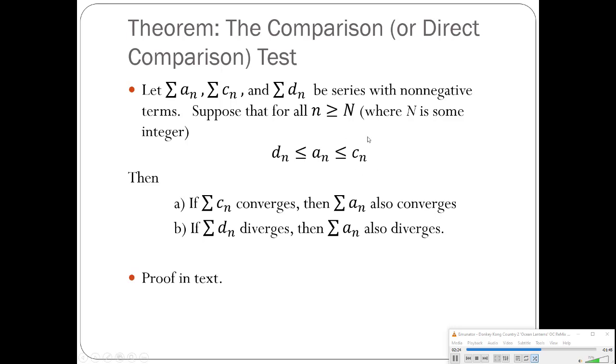If you have a convergent series bounding your series from above, it will mean your series is convergent. If you have a divergent series bounding your series from below, your series is divergent. I'm not actually going to present the proof. It is in the textbook if you would like to see it. Let's go ahead and do some examples.